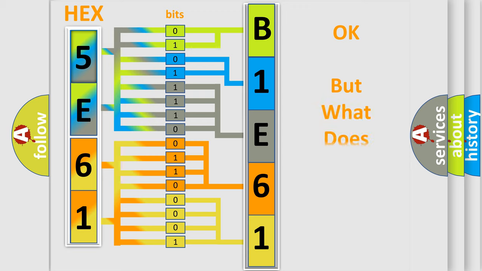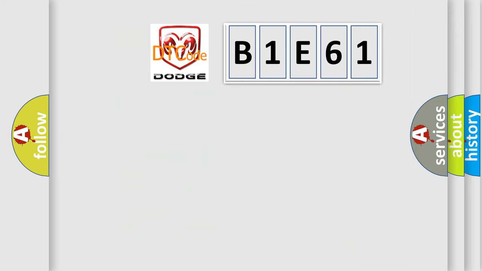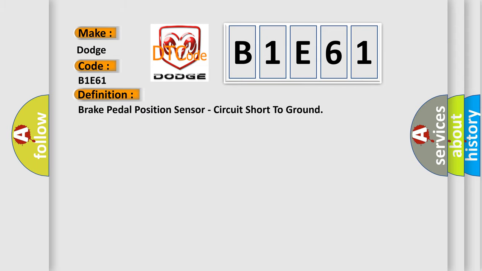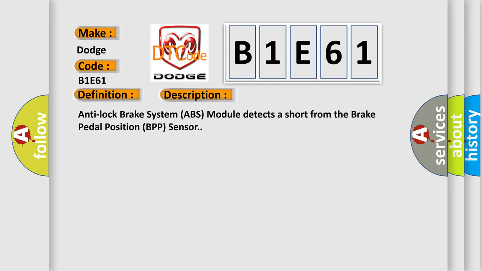The number itself does not make sense to us if we cannot assign information to what it actually expresses. So, what does the diagnostic trouble code B1E61 interpret specifically for Dodge car manufacturers? The basic definition is brake pedal position sensor, circuit short to ground. And now this is a short description of this DTC code. The Anti-lock Brake System ABS module detects a short from the brake pedal position BPP sensor.